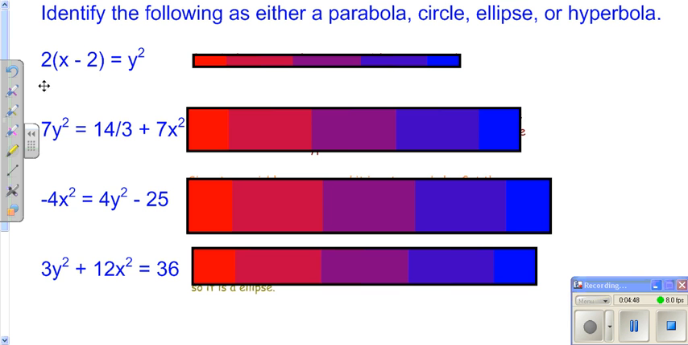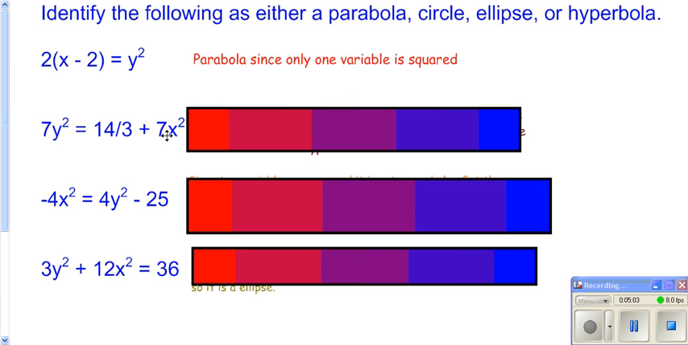So now you need to identify what each one of these is. Well, when I look at the first one, I see a y squared, but I don't see any x squared. The only one that doesn't have both of them being squared are your parabolas. So the first one has to be a parabola. When I look at the next three, I know I have x squared and y squared, both. So I know they either have to be a circle, an ellipse, or a hyperbola.